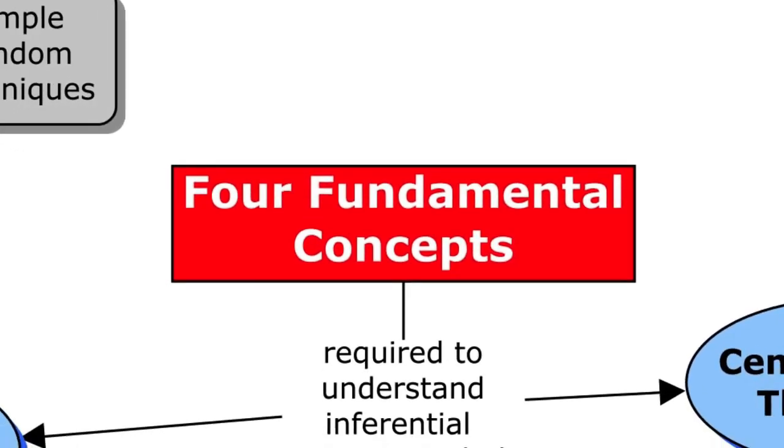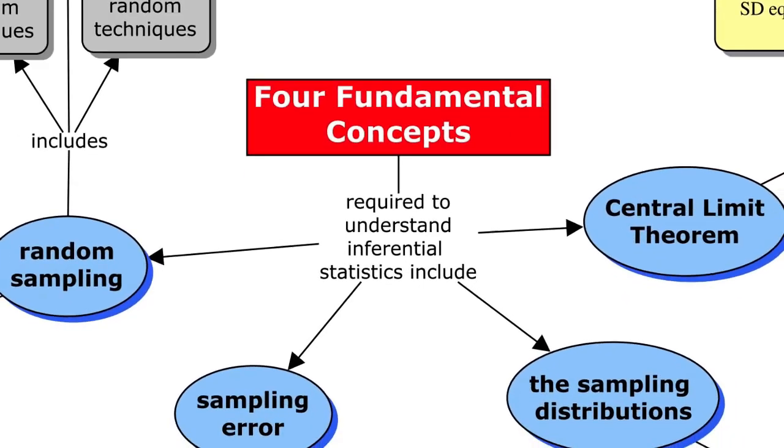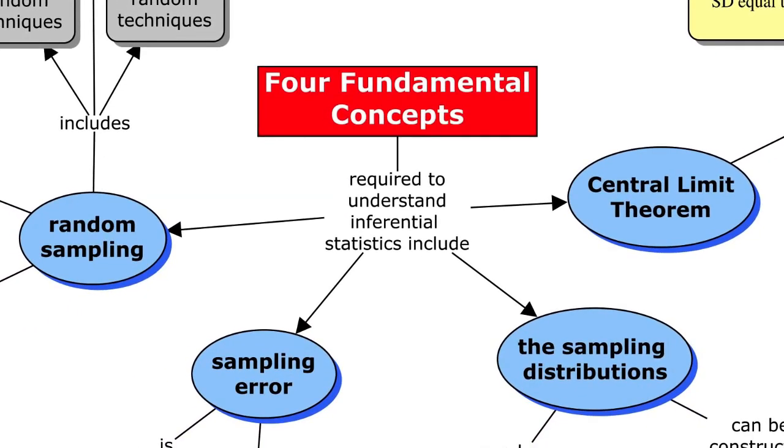As you can see at the center of our concept map, there are four key concepts that are highlighted. These four concepts are not only the four key concepts for this chapter, as suggested by the chapter title, they are absolutely crucial to our understanding of inferential statistics, which is the next half of the text.